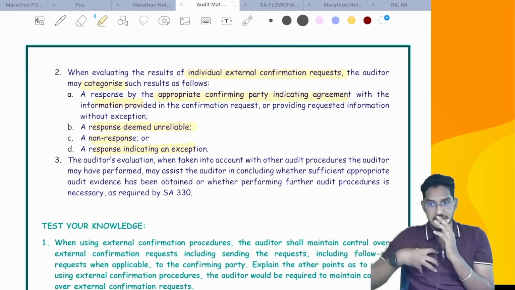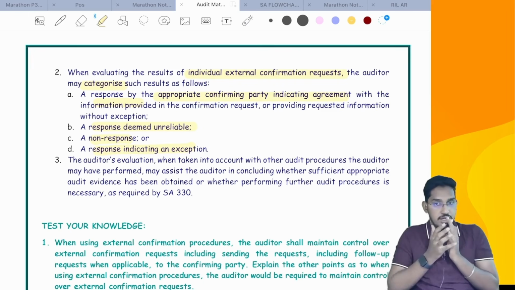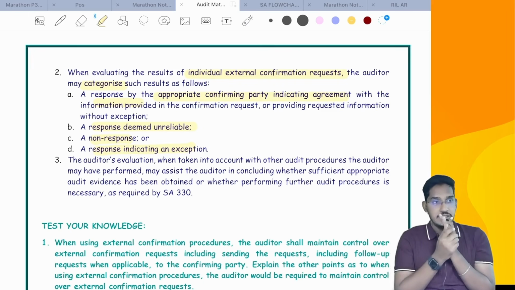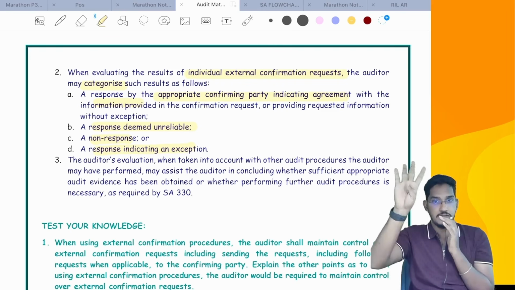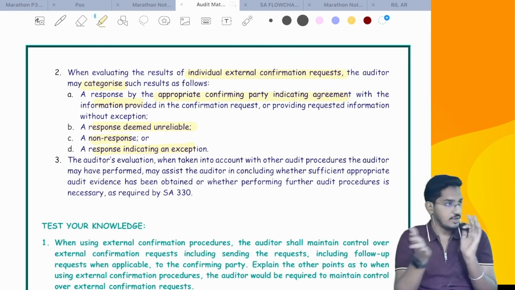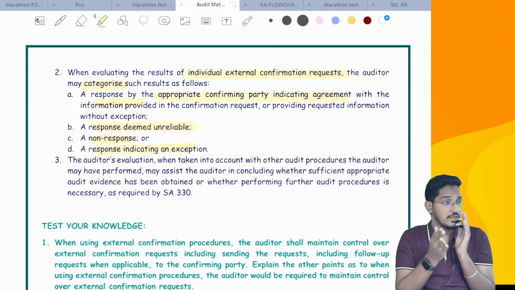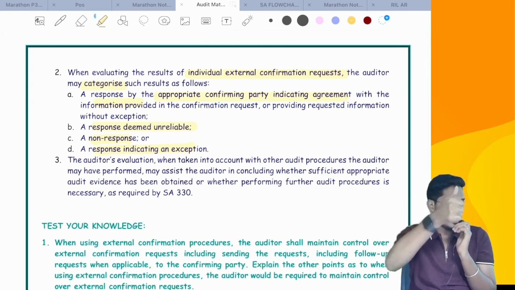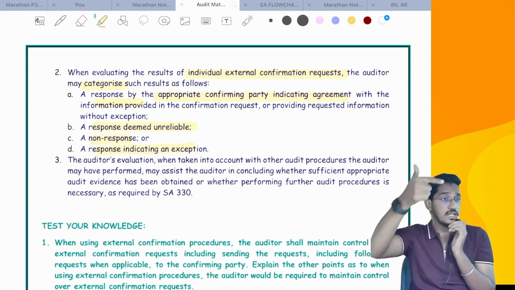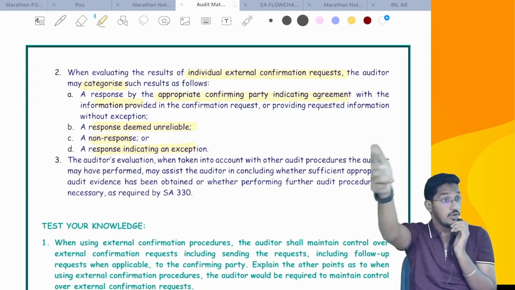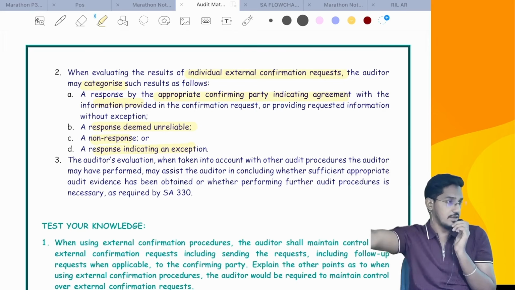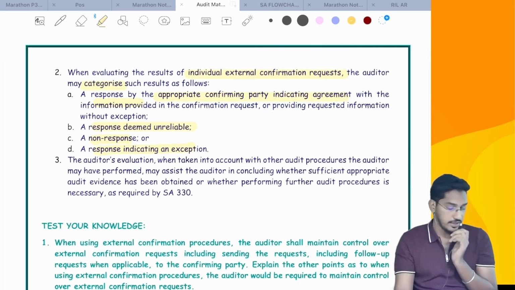So you collect all the external responses and categorize them. On what basis? Into 4 categories. What are the 4 categories? Those which are matching, where there are no discrepancies. Those responses which are considered unreliable. Non-responses. And exceptions. So into these 4 categories you have to segregate them.